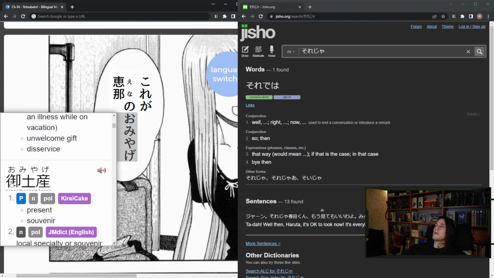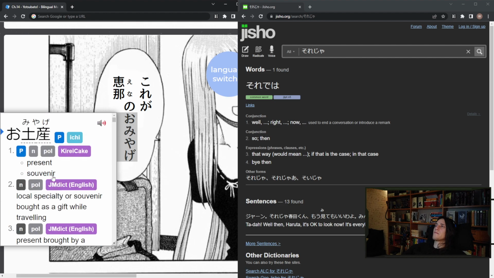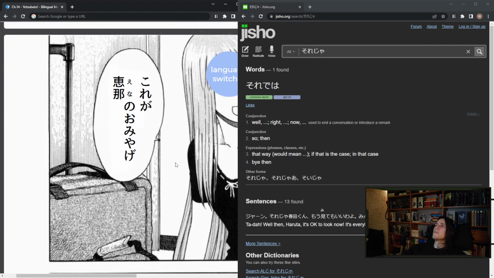Okay, so I can write it like this. Oh, that's too complicated. So, kore ga Ena no omiyage. This is Ena's present. Yes. All right.